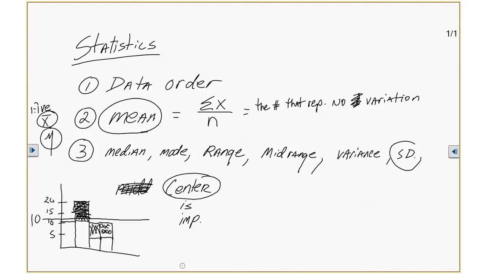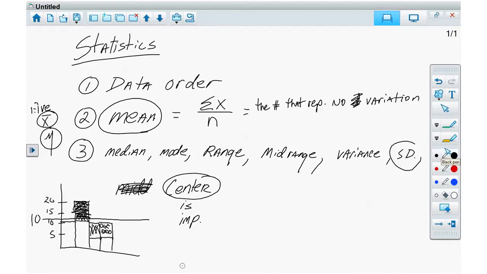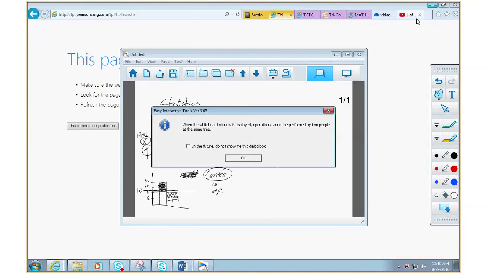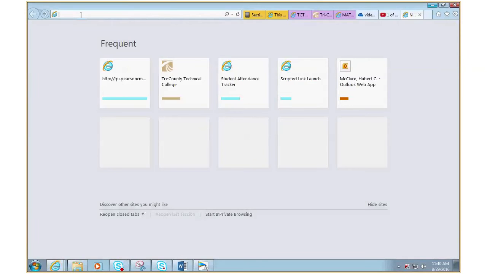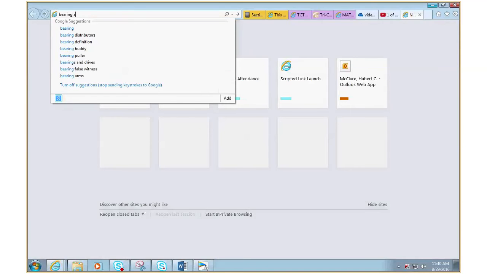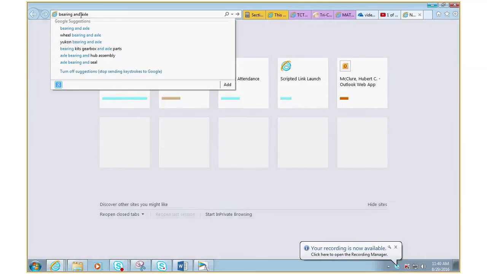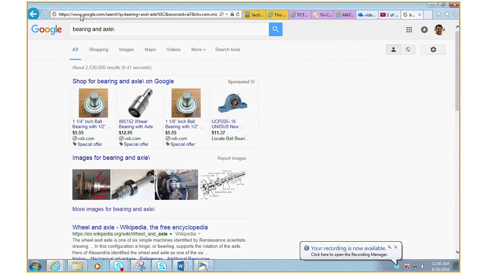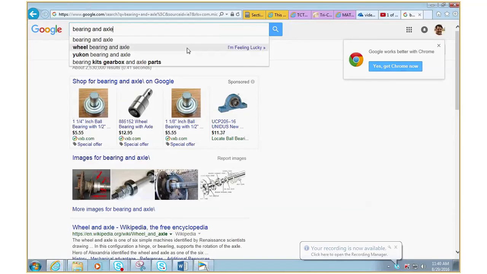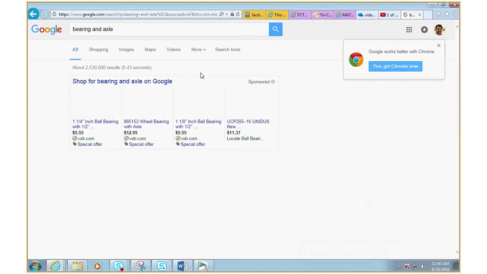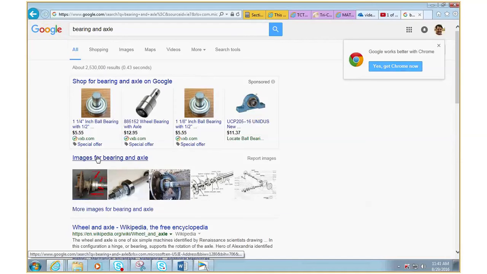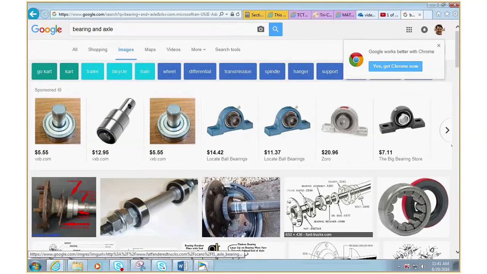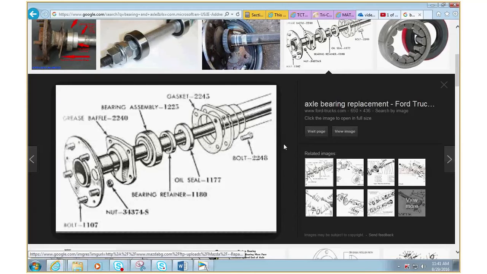In a bearing, usually I just pull it up. I'm not even going to try to explain it. Bearing and axle. Any of you ever been in a plant before, or mechanical, anything mechanical? Here's a good picture. All right, there's the bearing right there. See the bearing? And here's the axle.